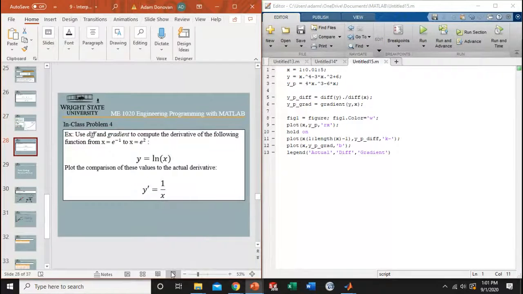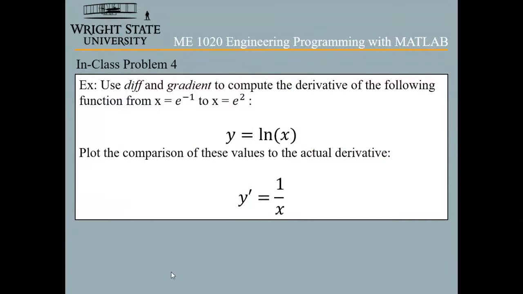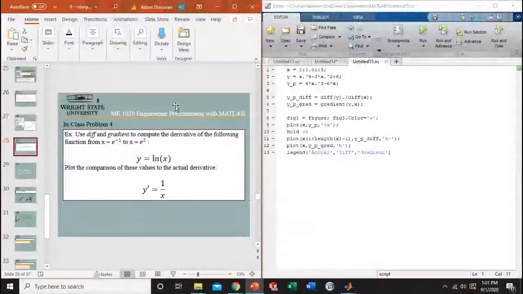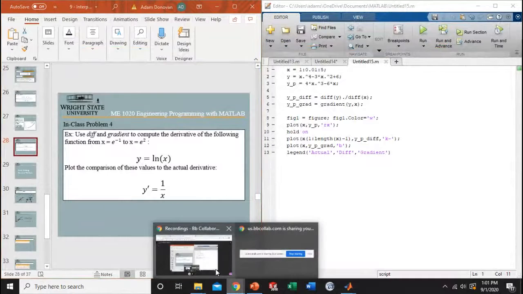And so as normal, I want you to, for the next problem, go through and use diff and gradient this time to compute the derivative from these values, x is e to the negative first to e squared. So it's a little different now, right? So I want you to calculate that for y is equal to natural log of x and plot actual values. y prime is equal to 1 over x. Compare that to your approximations using diff and gradient. All right, so next time I'm going to talk about the last topic, for the first week at least.